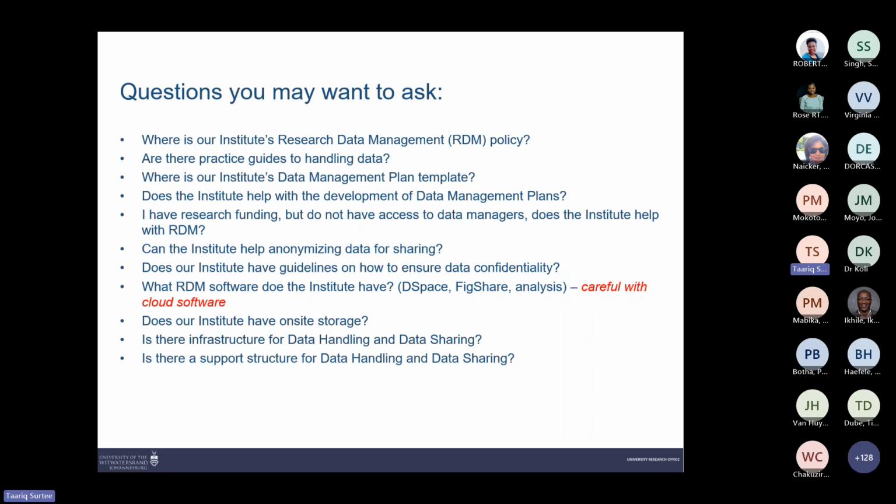And then you see I put there in red, careful with cloud software. Why am I saying this? So in terms of analysis of data, we've got Stata, Statistica, Mathematica. On the qualitative side, we've got Atlas, we've got NVivo, and we've got a bunch of others. Okay, there's also now software which will transcribe your audio.